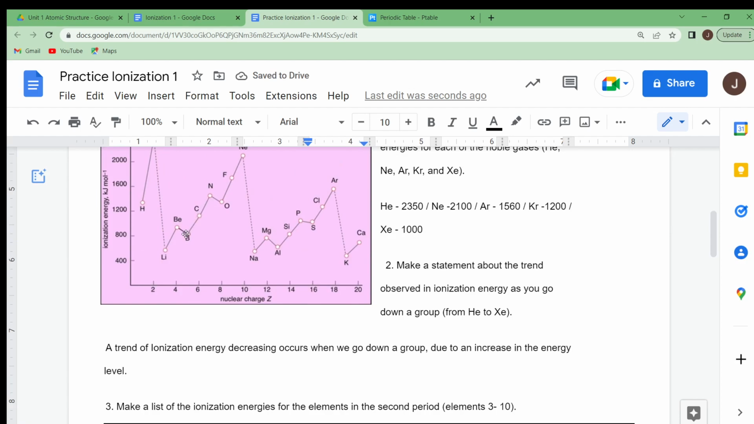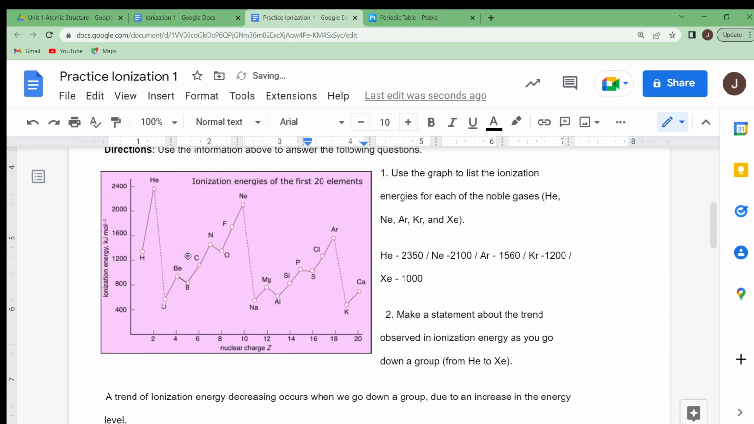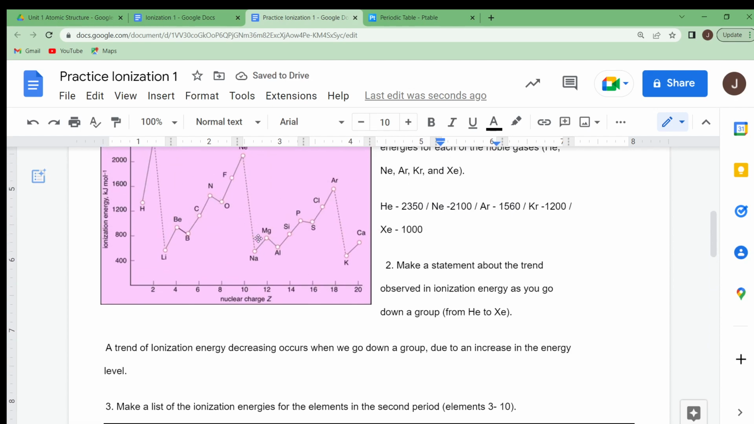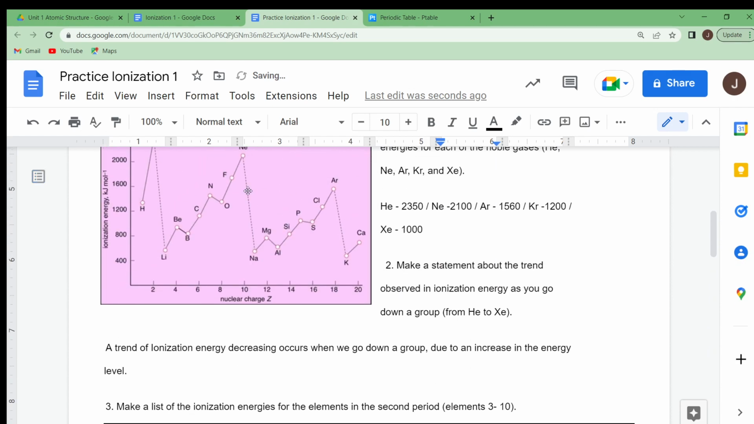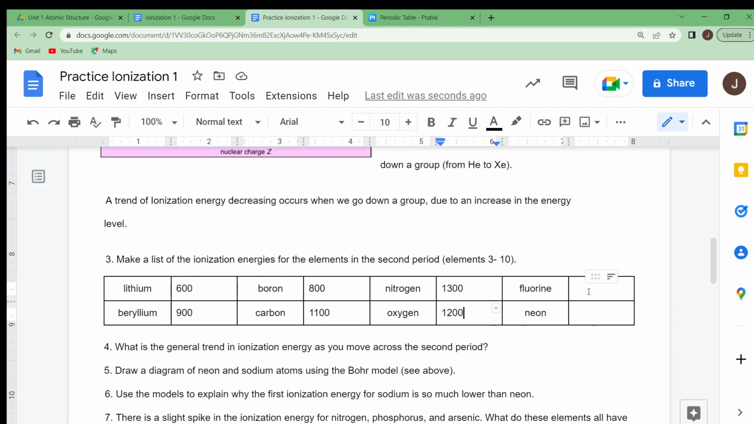We have carbon next. Carbon's a little bit higher. Let's say that's about 1100. Nitrogen's a little higher than that, maybe 1300. Oxygen dips down again, that's about 1200. Fluorine is about 1700 here.